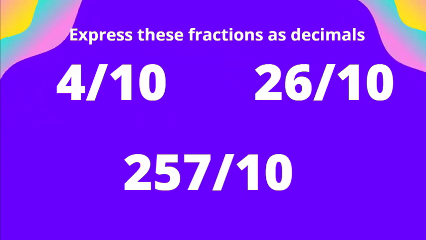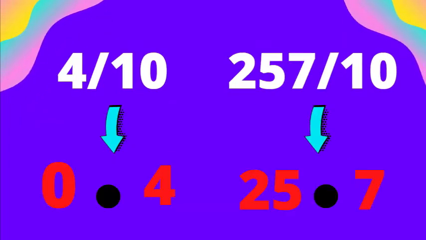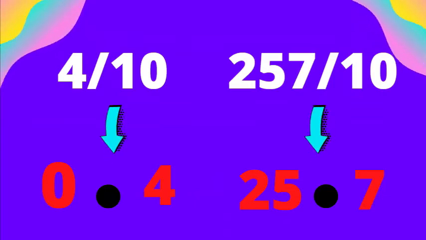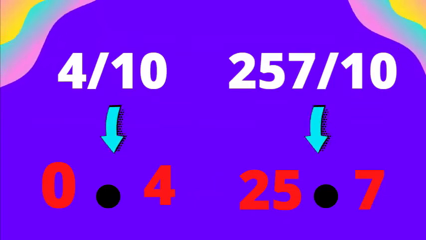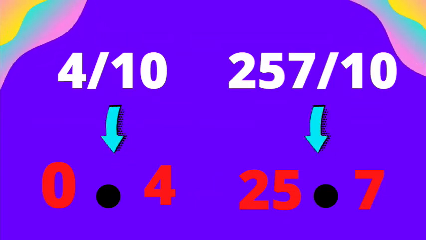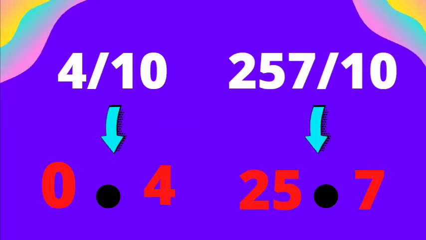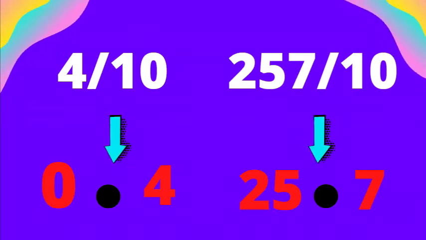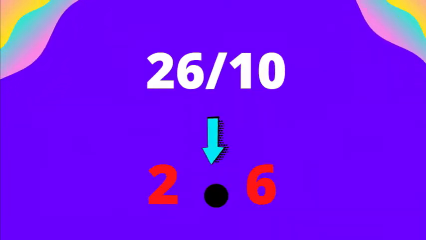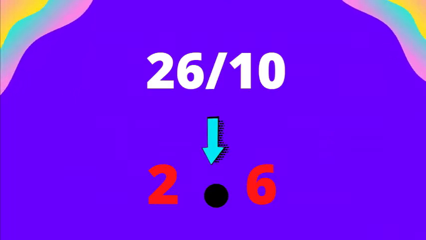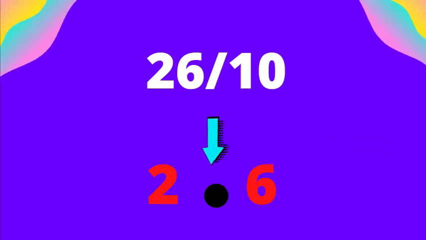Now let's solve it together. 4/10 is equivalent to 0.4. 257/10 is equivalent to 25.7. And 26/10 is equivalent to 2.6.